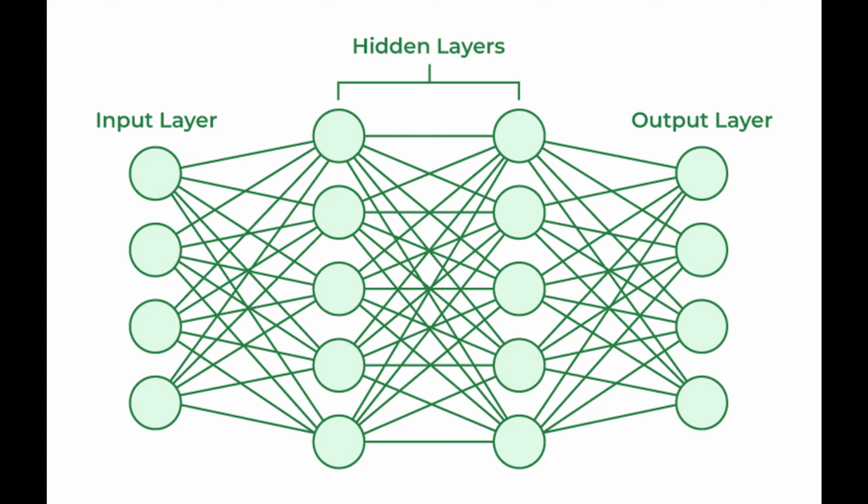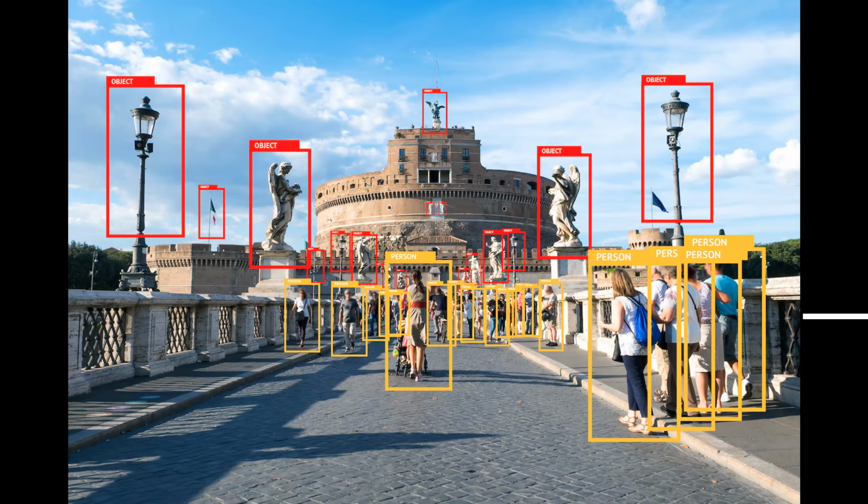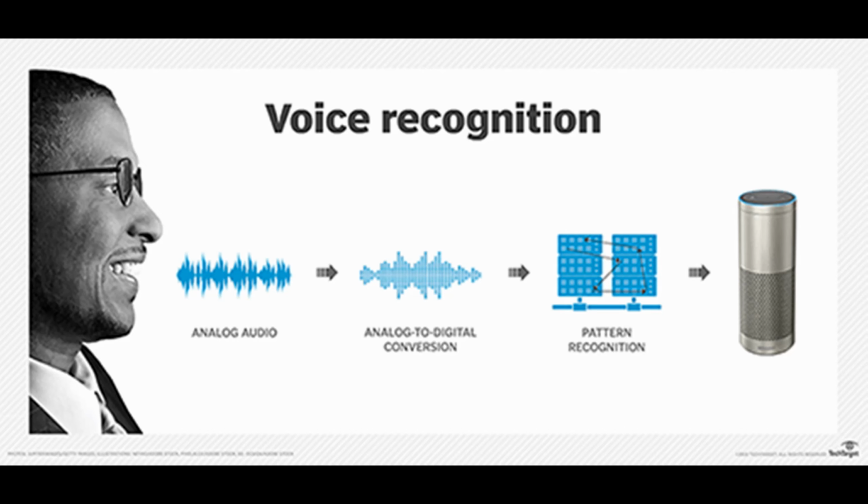For now, the uses are that artificial neural networks can be used for predictions such as weather forecasting, and CNNs, convolutional neural networks, are used for image recognition, while recurrent neural networks are used for voice and speech recognition.